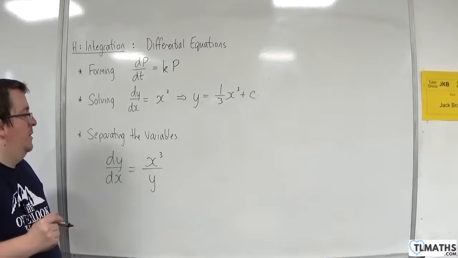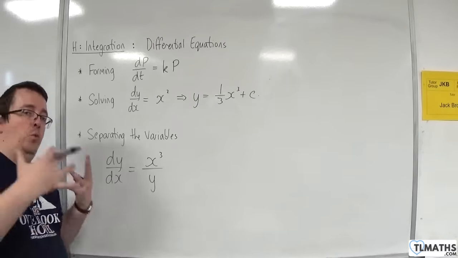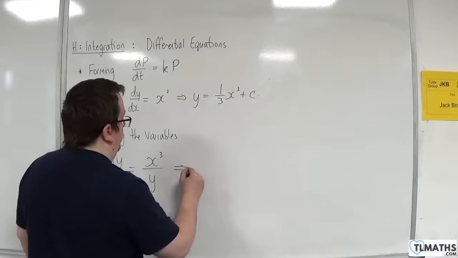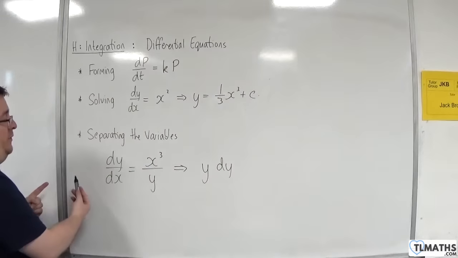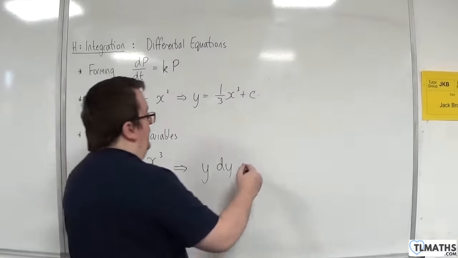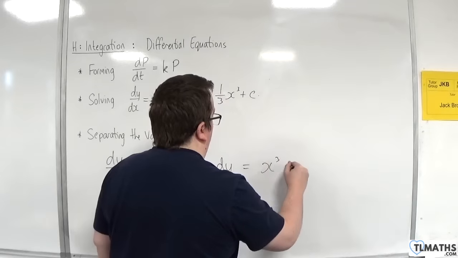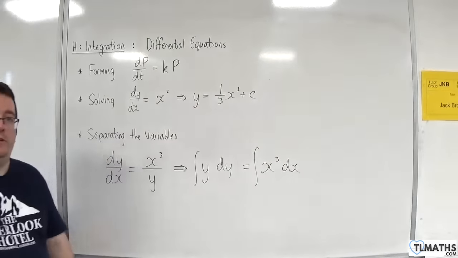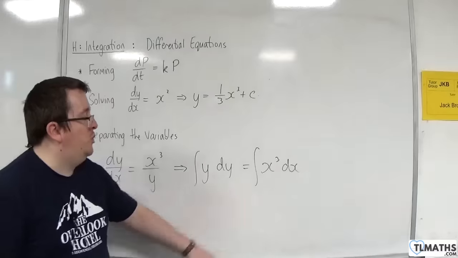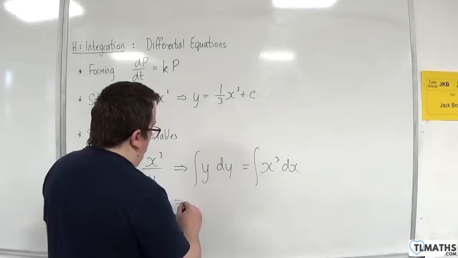Okay? So when you've got something like that, then you want to rearrange it first. So y dy, so get all the y's onto the left-hand side and all the x's onto the right. And then integrate both sides. Okay, so that is the separation of variables. Then we integrate both sides.